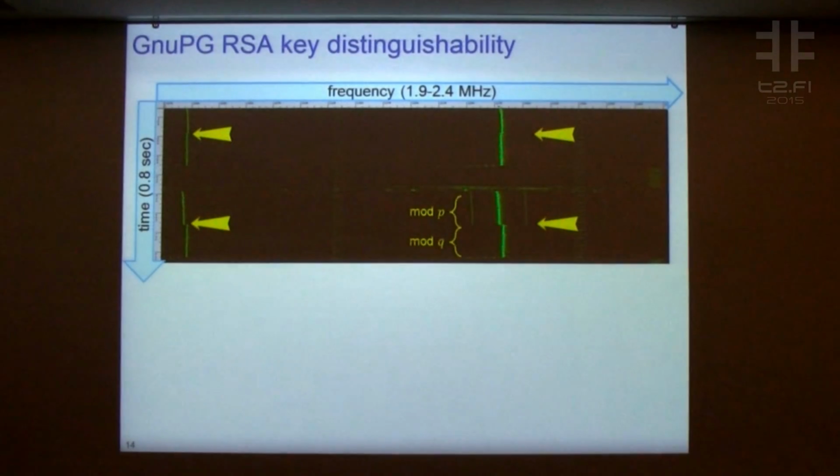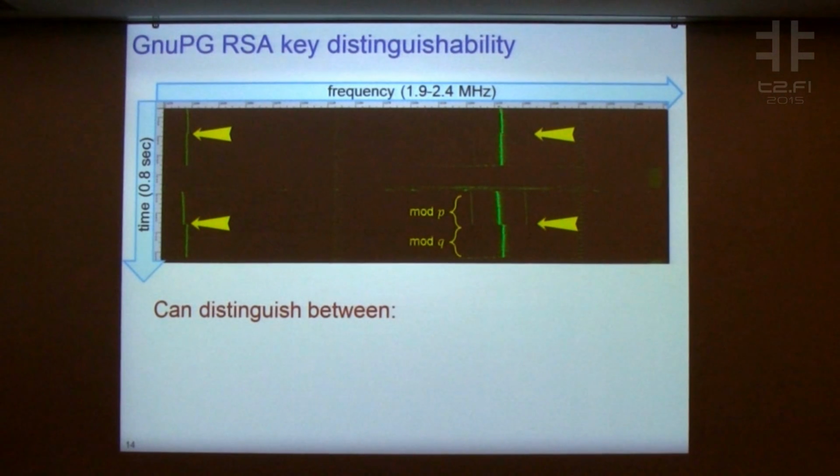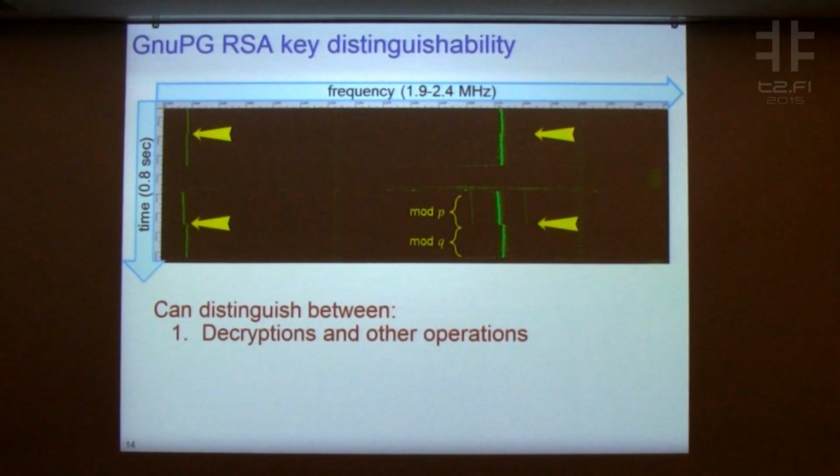So let's take a look at what RSA leakage looks like. I asked my computer to do 2 RSA decryptions. The first thing we can see here is these 2 green areas and this black area in the middle. The reason for that is that I asked my computer to sleep between these 2 decryptions. So we can clearly distinguish between when my computer was decrypting and when it was idle just by observing the chassis potential of my laptop.